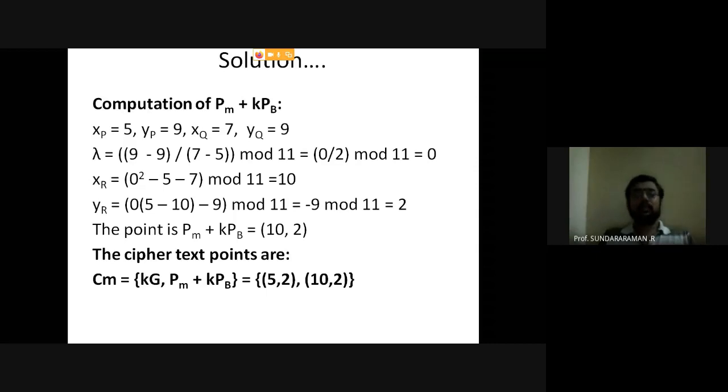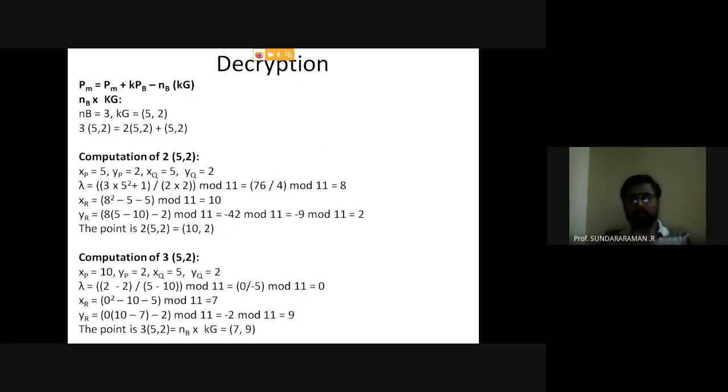Now let us see how user B deciphers it. Now coming to the decryption process. As we already know, what is the purpose of decryption? By receiving CM, by applying some computation, we have to generate the PM. So 2 points are received by user B to generate only 1 point, that is PM, the plain text point. So PM can be deciphered by performing the computation PM plus k into PB.